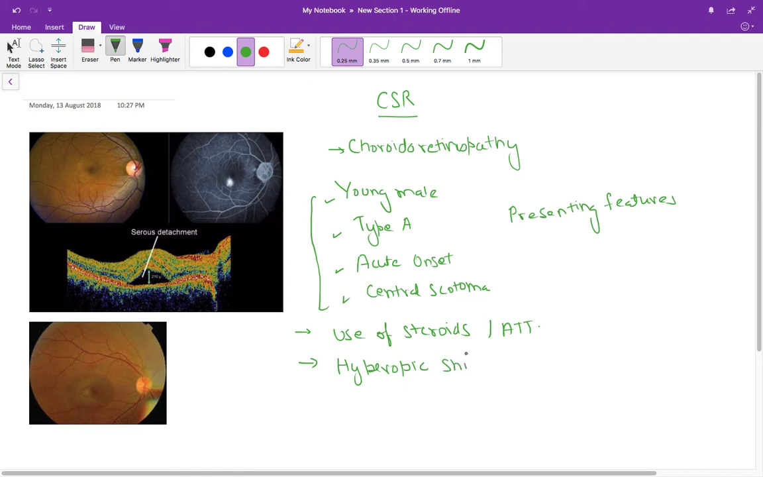So what is the meaning of hyperopic shift? Let's say the patient is wearing a spectacle with a correction of -2 diopter sphere. After the CSR, he gets to, let's say, -1 diopter sphere or 0 diopter sphere. Or if the patient is emmetropic, let's say 0 diopter, he goes to +2 diopter. So this means that there is a hyperopic shift.